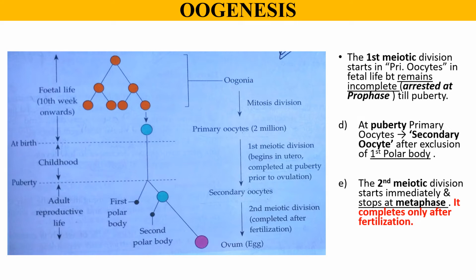At puberty, these primary oocytes complete their first meiotic division and become secondary oocytes with the exclusion of the first polar body. At this stage, the second meiotic division starts immediately but again stops at the metaphase stage and remains incomplete. The second meiotic division is completed only after fertilization, that is, when the secondary oocyte is fertilized by a sperm.